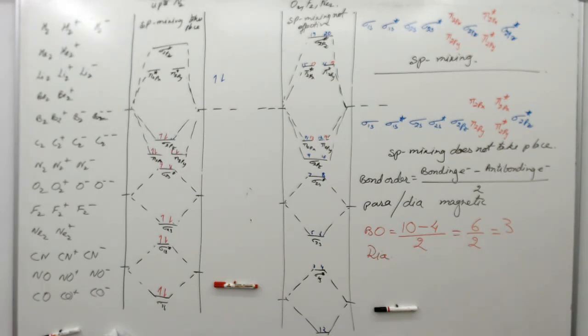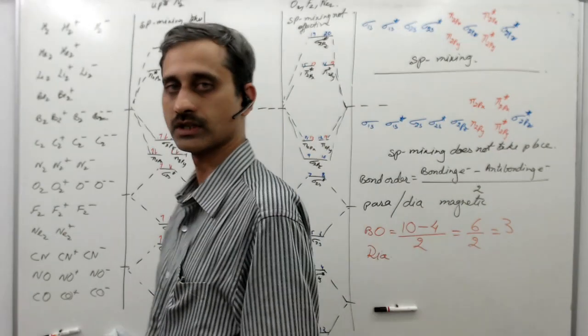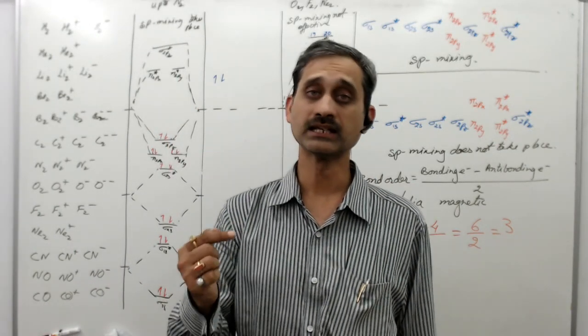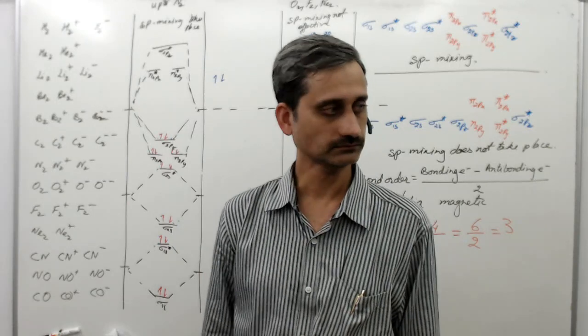For B2 minus the bond order is 1.5. You can see it is not necessary that minus is going to have a lower bond order. It might have a higher bond order. So there was a possibility that B2 minus has a higher bond order because it has an electron in a bonding orbital.